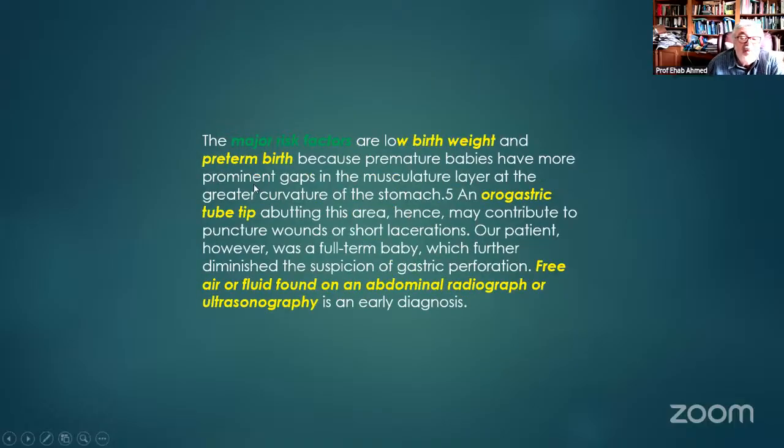And what are the major risk factors for perforation or trauma? Low birth weight. And of course, using the OG tube by an inexperienced person. And the tip of the tube could be very traumatizing. And we're talking about perforation, and if there is perforation, there will be free air or fluid on the abdominal X-ray.